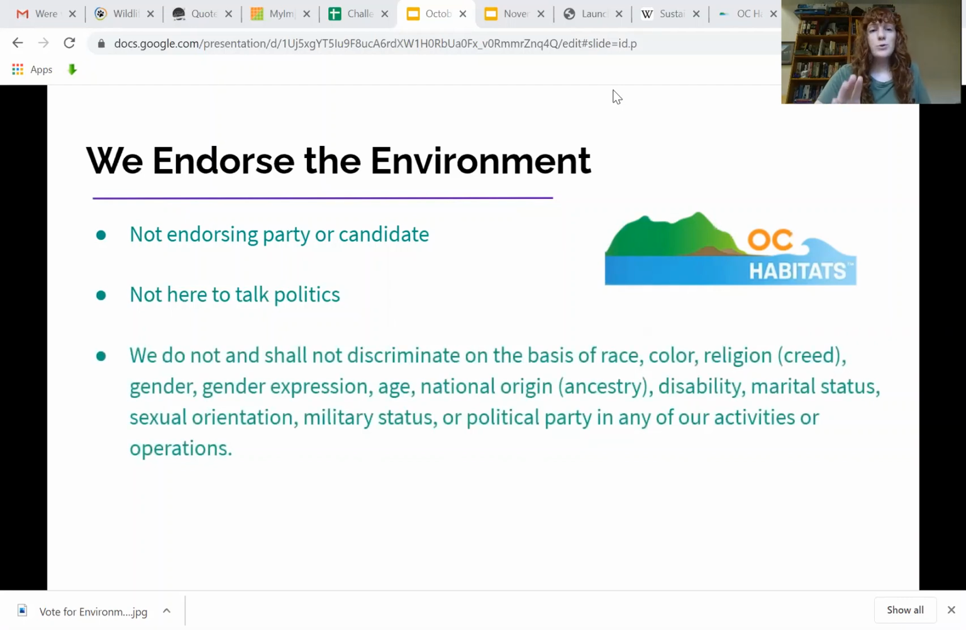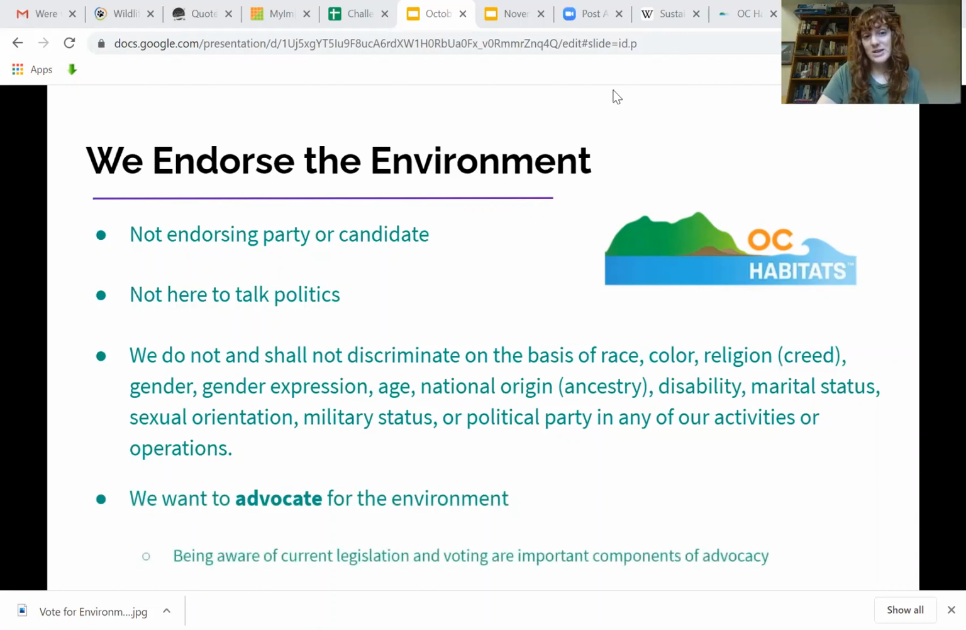And we also do not and shall not discriminate on the basis of race, color, religion, gender, gender expression, age, national origin, disability, marital status, sexual orientation, military status, or political party in any of our activities, and that includes today.